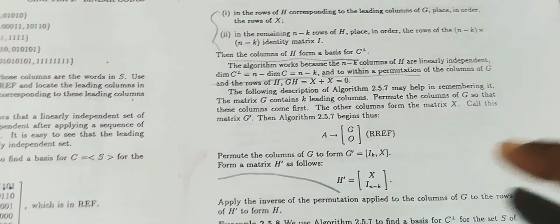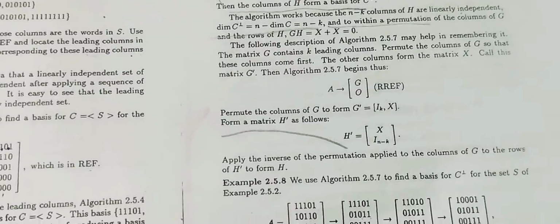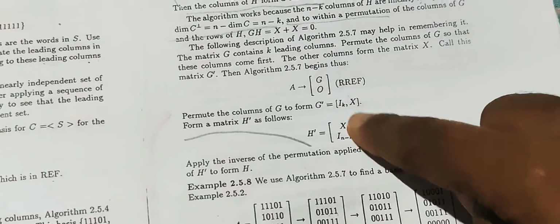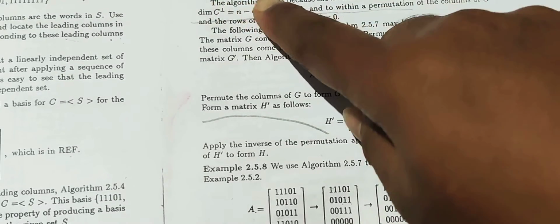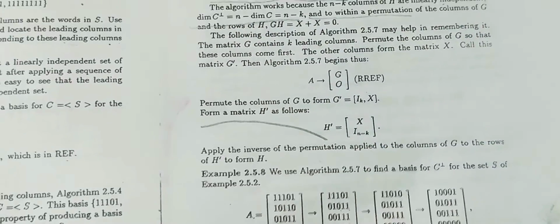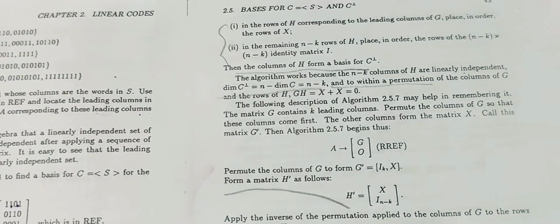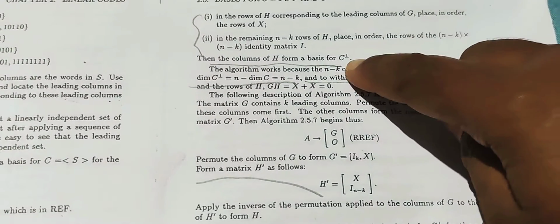So this one, H dash, we are just giving it as notation. But this is the matrix X with the matrix I. So that is the H. Then the columns of H form a basis for C perp.